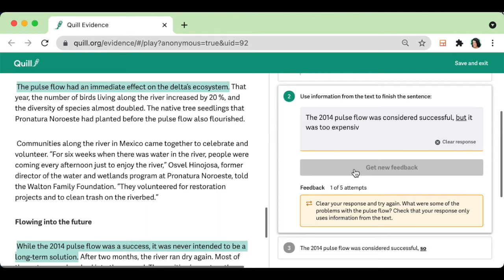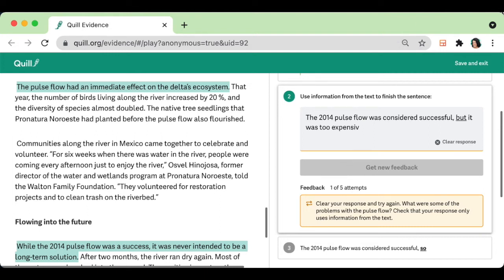So what the student wrote, that the pulse flow was too expensive, that may be true, but the passage doesn't say anything about the cost of the pulse flow. We want students to use evidence from the text in their answers. So the feedback reframes the stem as a question and reminds students to only use information from the text.